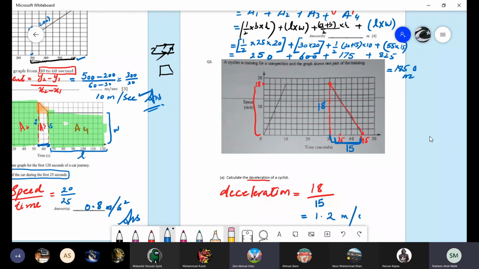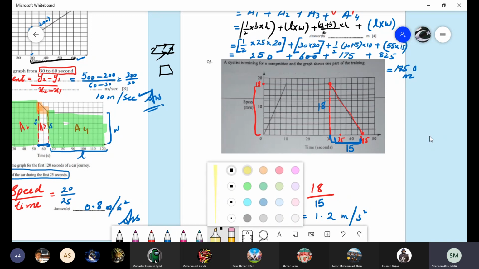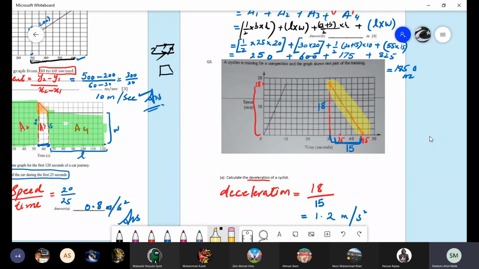1.2 meter per second square. 1.2 meters. Yes, ma'am. Again, I am repeating this question. Please listen very carefully. That is how we have to find out the deceleration: we have to start from the point where the car speed is going to decrease. So this is the point from where the car speed is going to decrease, from this point to this point.